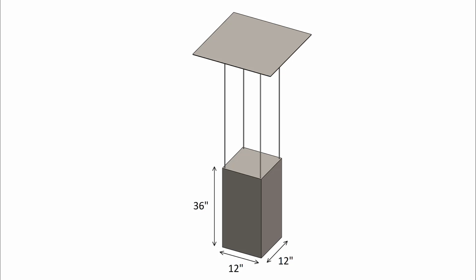Hey, I need to make an engineering calculation. I've got a block of steel. It's 12 inches by 12 inches by 36 inches. It's being supported by four rods. I need to figure out what diameter rod I need to ensure a factor of safety of 3.